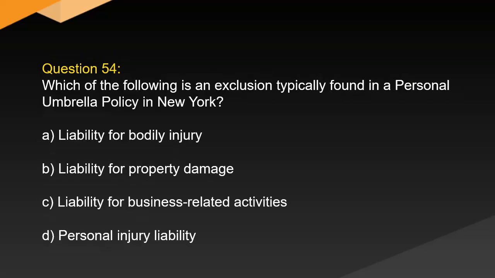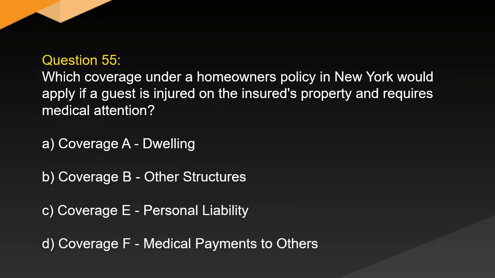Question 54. Which of the following is an exclusion typically found in a personal umbrella policy in New York? A. Liability for bodily injury. B. Liability for property damage. C. Liability for business-related activities. D. Personal injury liability. Question 55. Which coverage under a homeowner's policy in New York would apply if a guest is injured on the insured's property and requires medical attention?